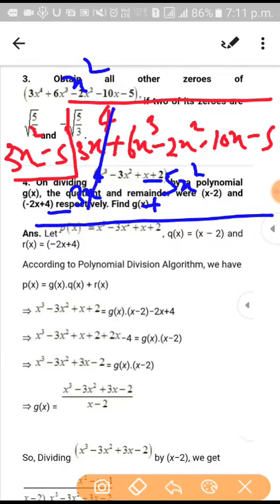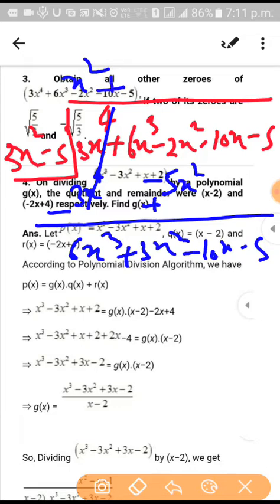So we will write first 6x cube, plus, minus is minus, 5 is greater, so we will write plus 5 minus 2 is 3x square minus 10x minus 5. Okay, now we need 6x cube. So to find 6x cube, what will we do, plus 6x cube we need.